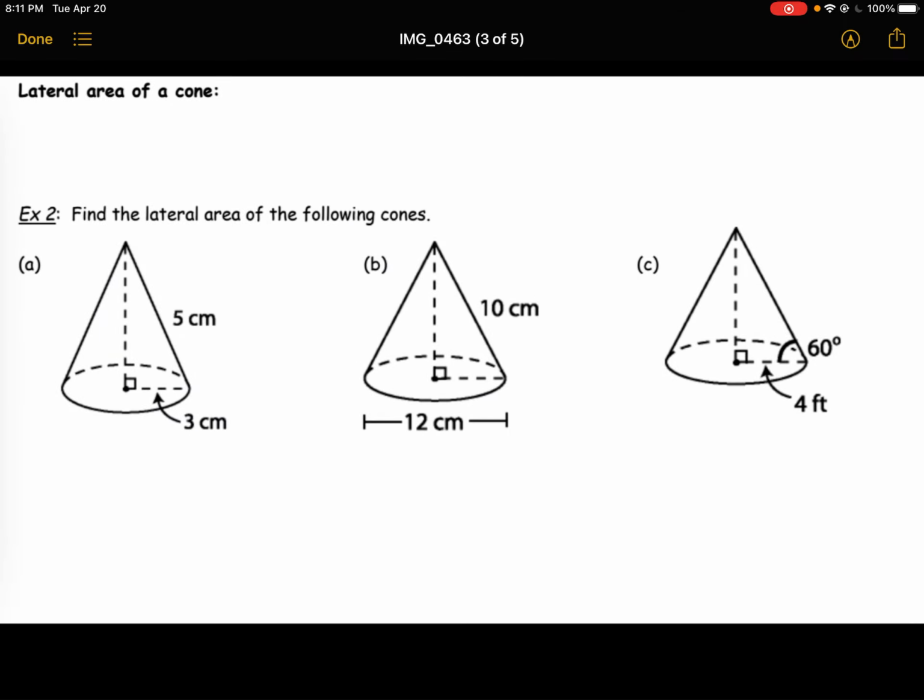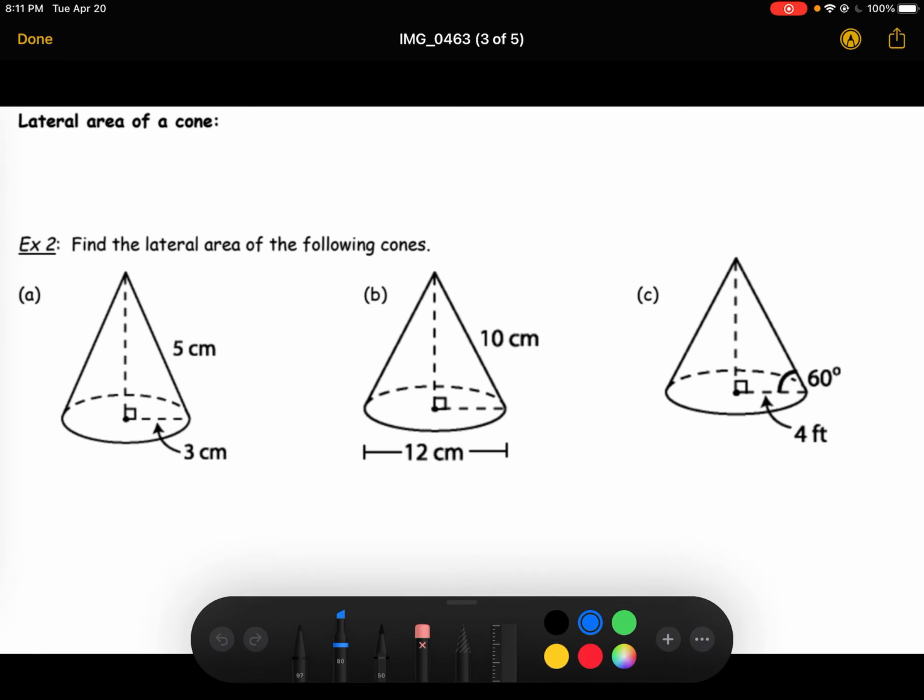So basically for the base area, we're just doing a whole bunch of finding the area of some circles. There's our circle base, there's our circle base, there's our circle base, and again, getting to those final answers. Once we've done this, we move on next to lateral area.